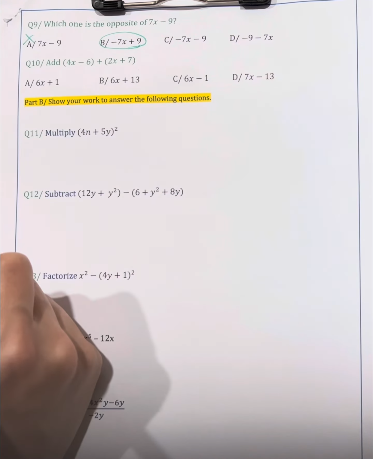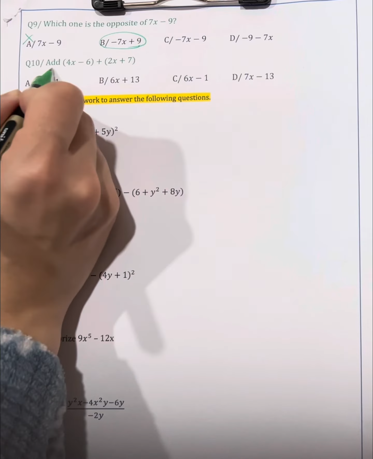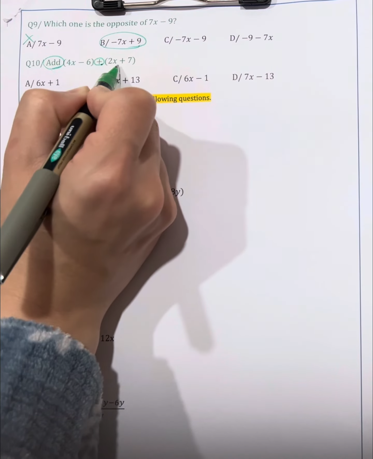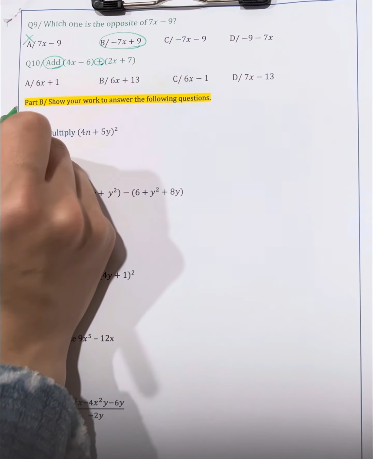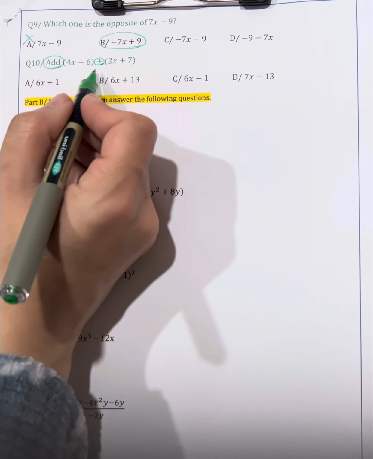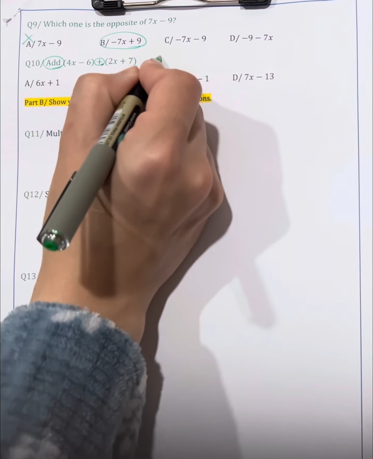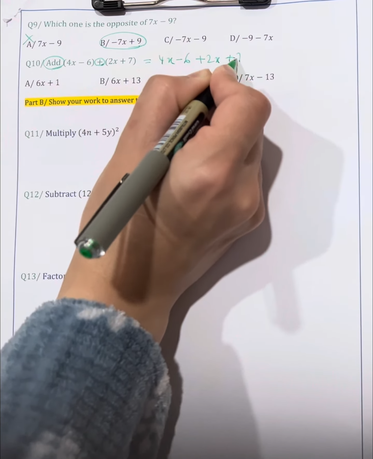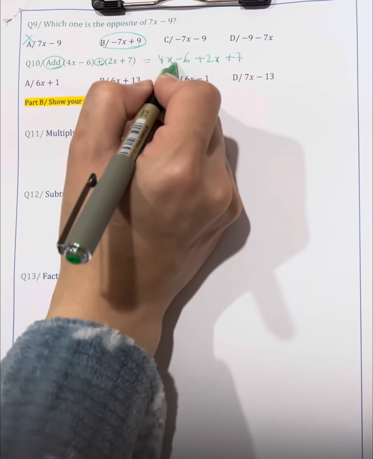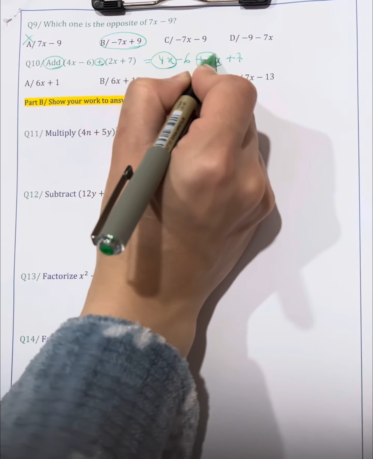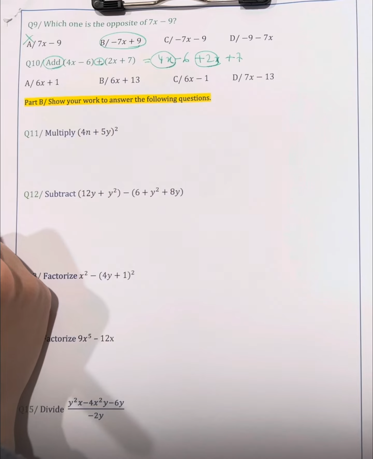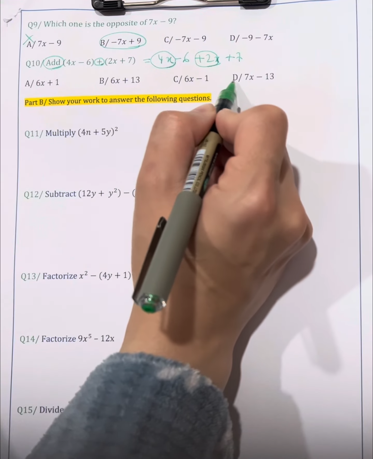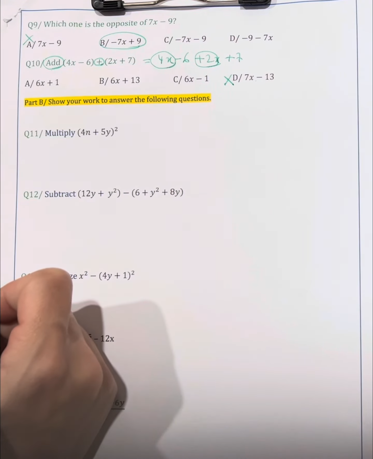Question number 10. Add. So the question is asking us to add. Again, because it's positive, those signs don't change. The only thing we do in here is remove the parentheses. I will get 4x minus 6 plus 2x plus 7. And I search for like terms. 4x plus 2x, I'll get 6x. As you can see, those three have 6x, but this one doesn't have it, so D is wrong.